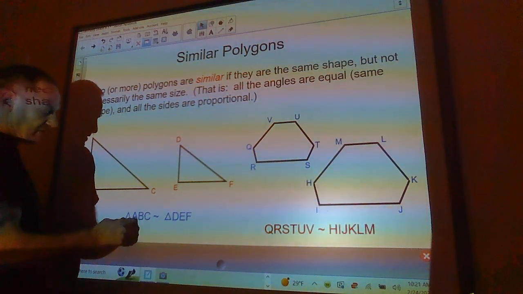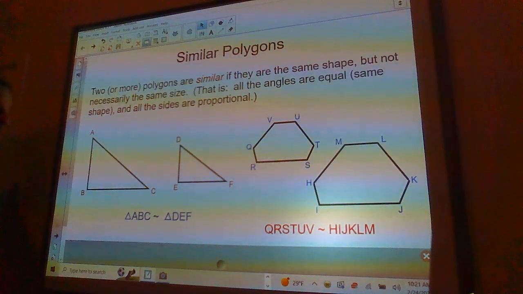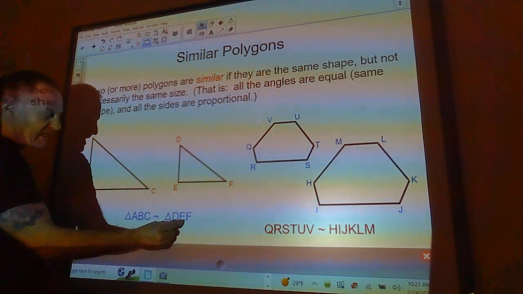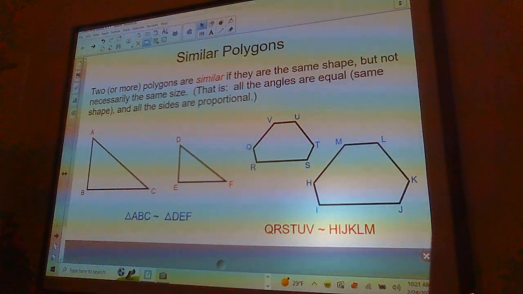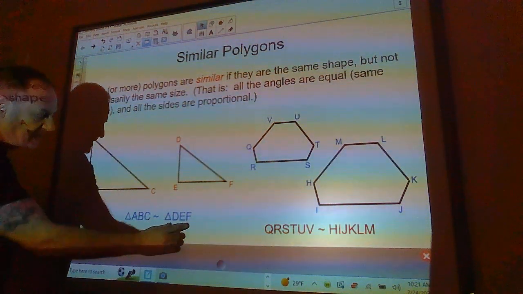If I just have this, I know that angle A and angle D are equal. Angle B and angle E are equal. C and F are equal. I also know that side AB and side DE are proportional. They have the same ratio as BC and EF and AC and DF.